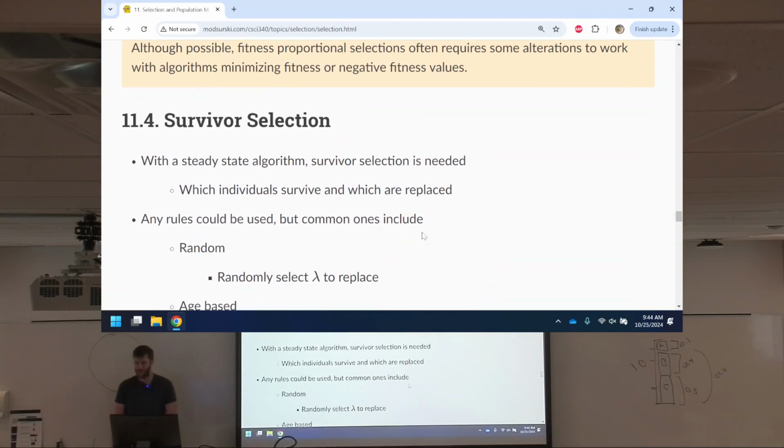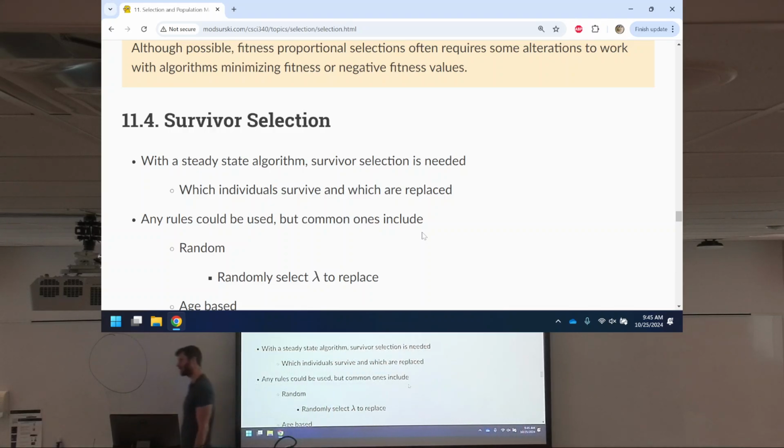Okay. Next, survivor selection. So now we're in the situation where we're talking about a steady state algorithm, not a generational one. The previous selections we just talked about are typically used in generational and for steady state for selecting who gets picked, to get who's eligible for crossover and mutation and going on to the next generation if it's generational, but like who gets picked.